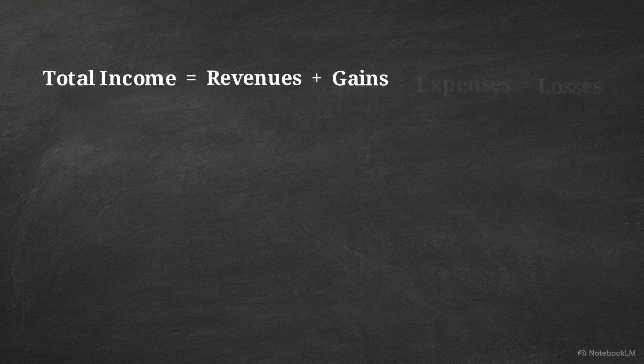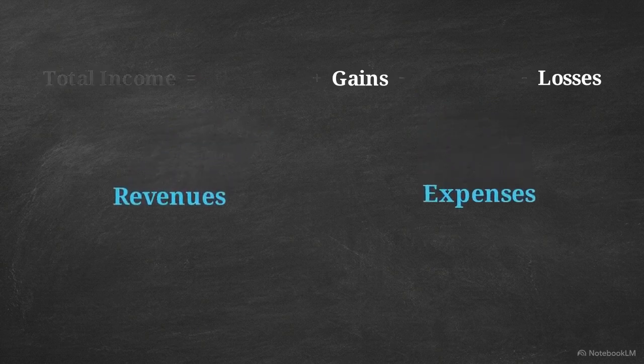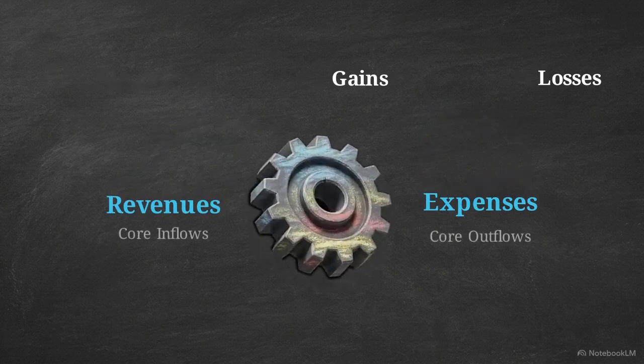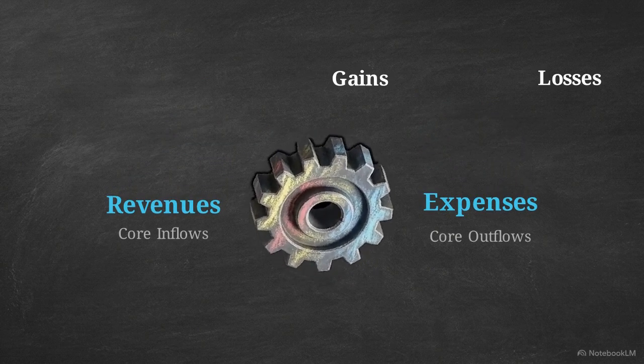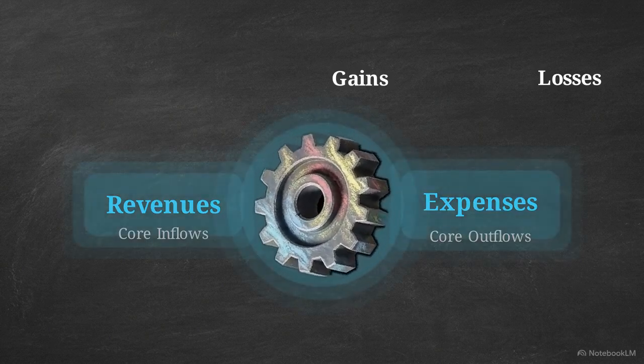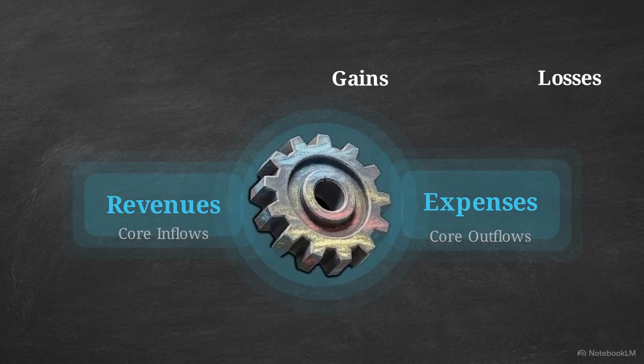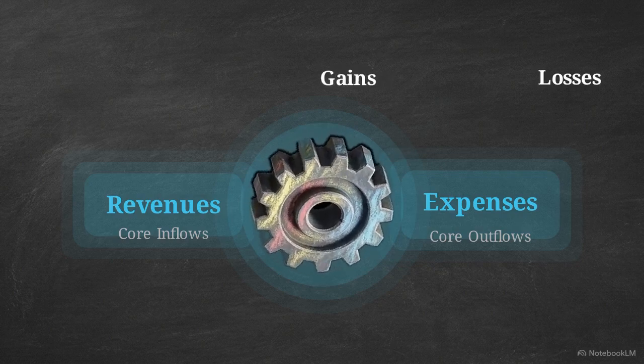To achieve this, the statement relies on a strict mathematical architecture. Total income equals revenues plus gains minus expenses and losses. Notice the core of this equation. Revenues and expenses represent the actual inflows and outflows from delivering goods or providing services. They are the engine of the entity, capturing activities that qualify as ongoing, central operations.